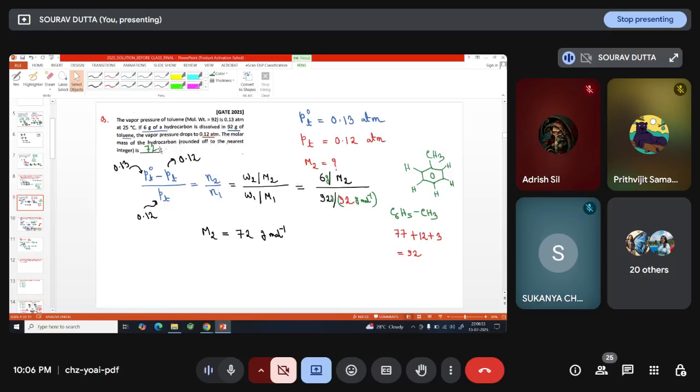The question says round up to the nearest integer, 72. It will come as an integer, which can be calculated easily. So M2, the molar mass of the corresponding hydrocarbon, is 72. Just using the formula, we can easily calculate the molar mass.